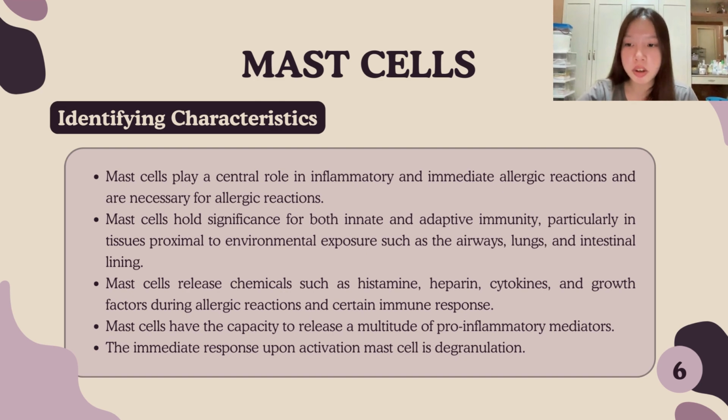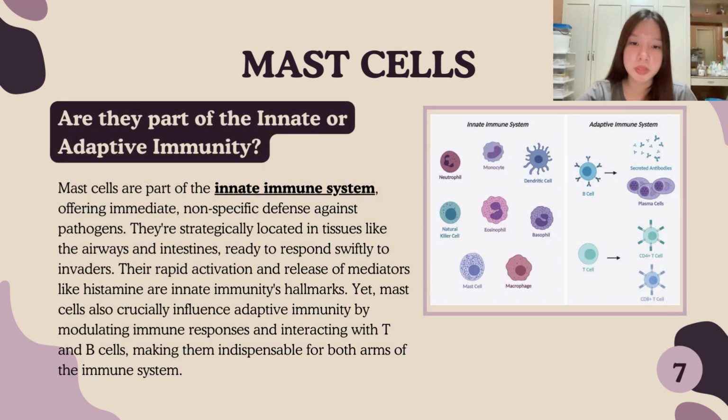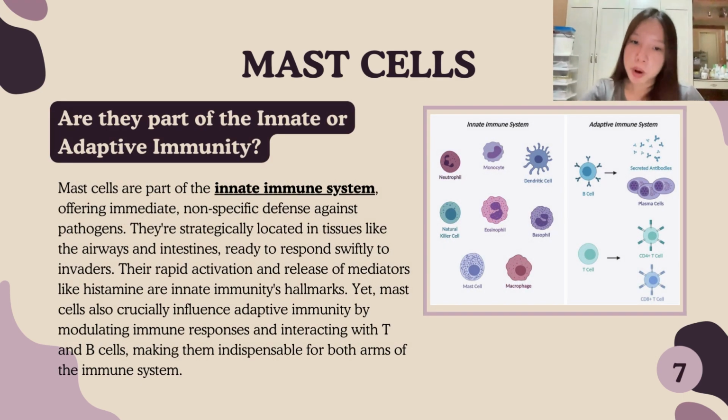Immediate degranulation upon activation. Mast cells undergo immediate degranulation, releasing stored granules containing various mediators such as histamine. This rapid response is crucial for initiating and amplifying immune and allergic reactions. Are they part of the innate or adaptive immunity?